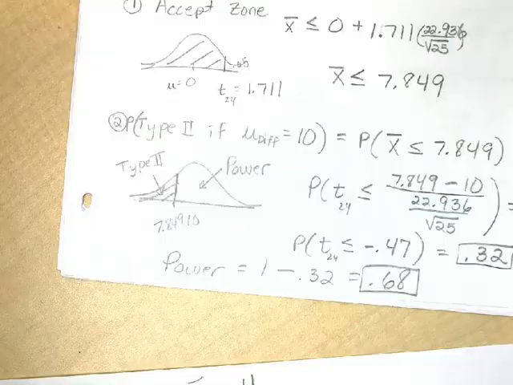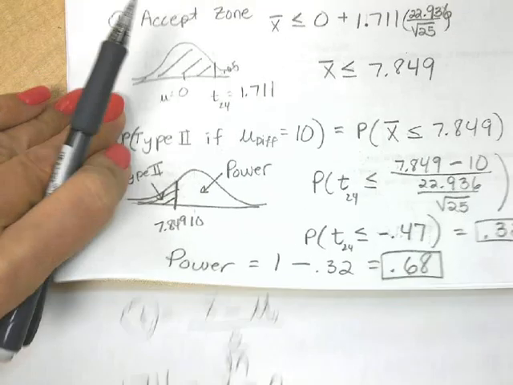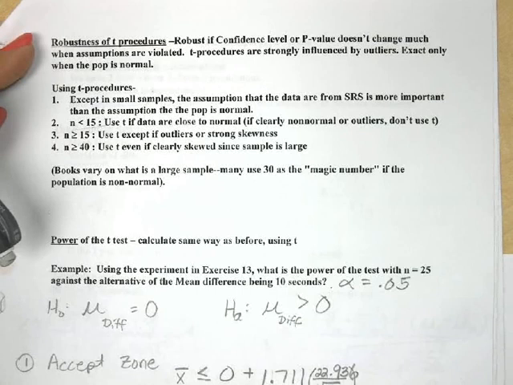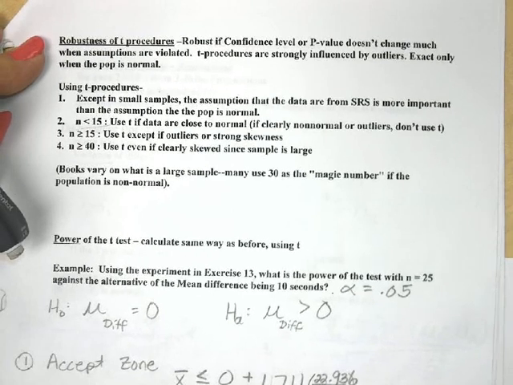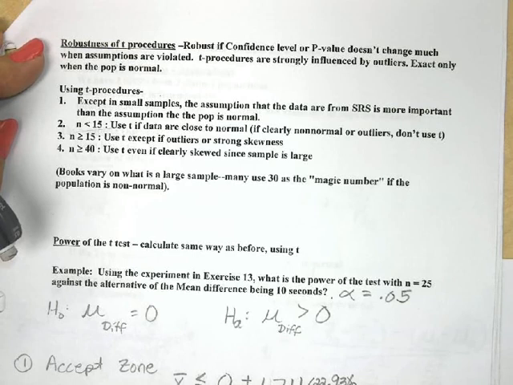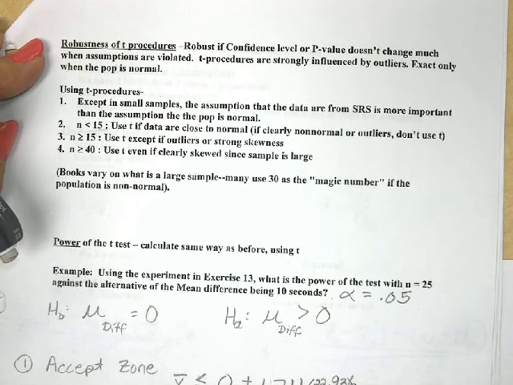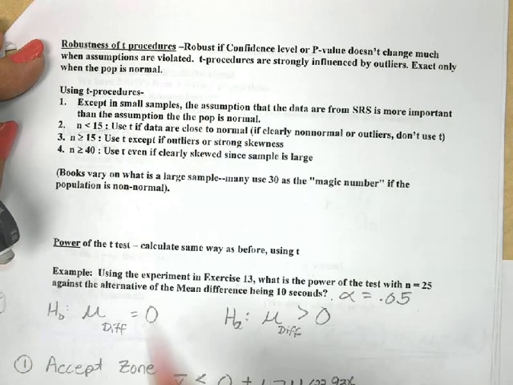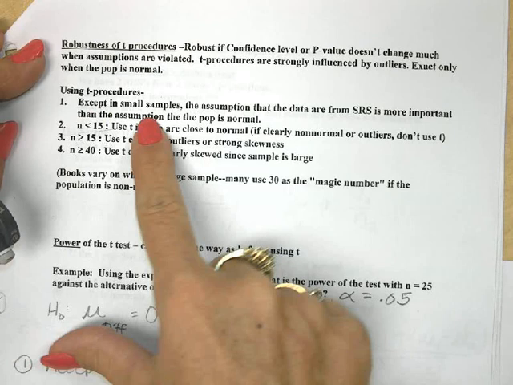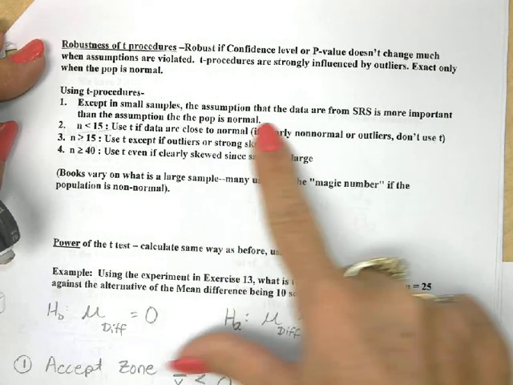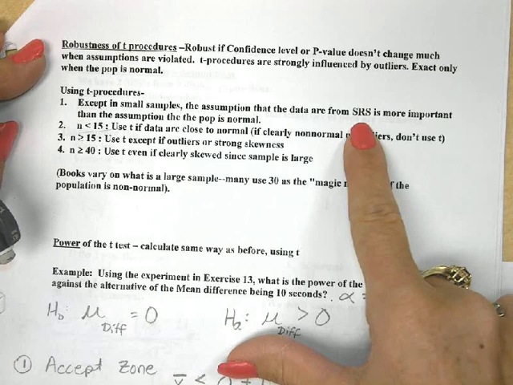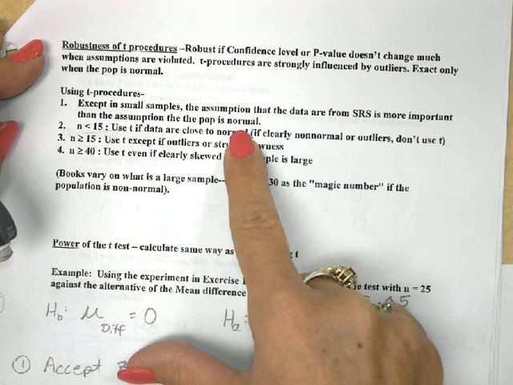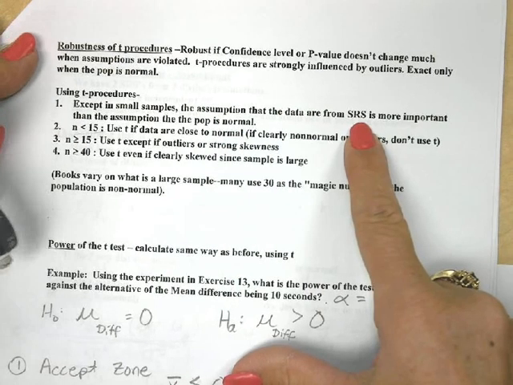Now, a couple other things. I didn't mention one term up here that we are responsible for knowing, and that is the term robustness. Robustness is the idea of whether I can use this test if some of my assumptions are not holding. And you want simple random samples. So except in small sample sizes, the assumption that our data is from a simple random sample is more important than the assumption that the population is normal. You really need unbiased data, and that's going to come from having simple random samples.